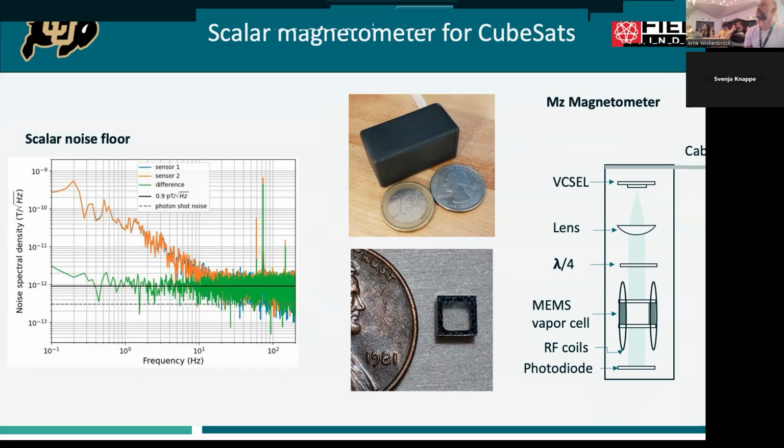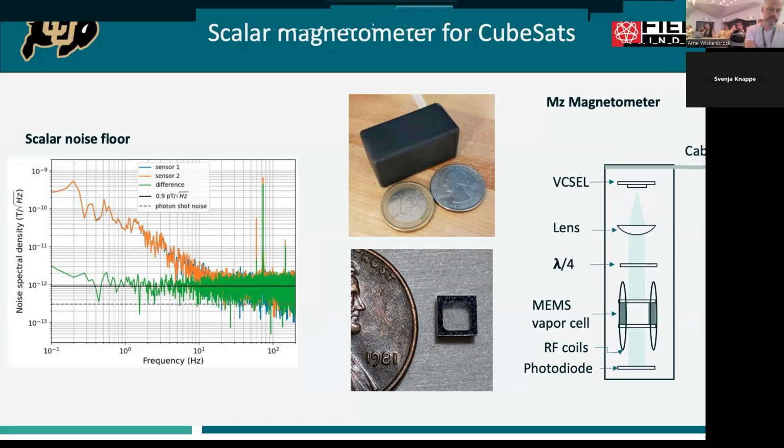I have a small laser, a little bit of optics, my MEMS vapor cell, my photodiode, and my RF coils. I measure the total magnetic field by locking the frequency of that RF coil to the Larmor frequency of the atoms. This is the sensor head. It's 2 by 2 by 4 centimeters, with a small vapor cell inside that's 3 by 3 by 3 millimeters. The performance I get out of that is just under a picotesla per hertz.